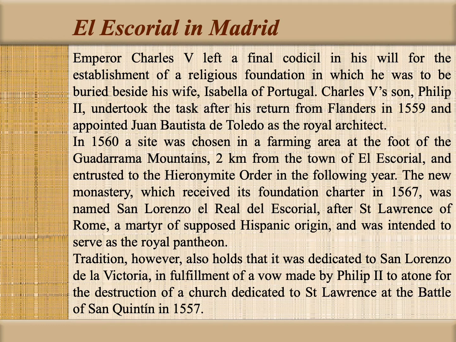Tradition also holds, however, that this was dedicated to San Lorenzo de la Victoria in fulfillment of a vow made by Philip II to atone for the destruction of a church dedicated to St. Lawrence at the Battle of San Quentin in 1557.